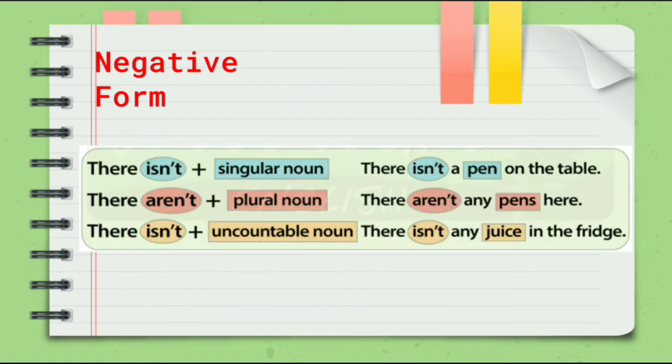Then we have the negative form. The first one is there isn't plus a singular noun. For example, there isn't a pen on the table. Then we have there aren't plus a plural noun. For example, there aren't any pens here. And finally, we have there isn't plus an uncountable noun. For example, there isn't any juice in the fridge.